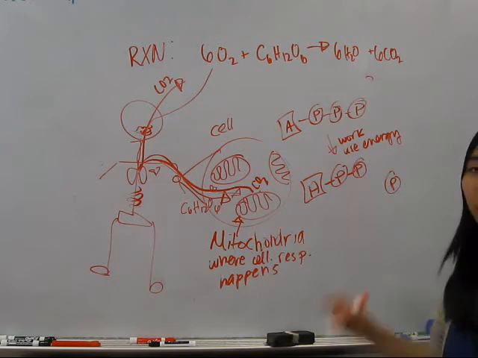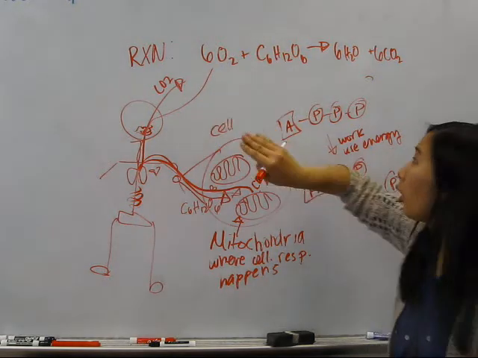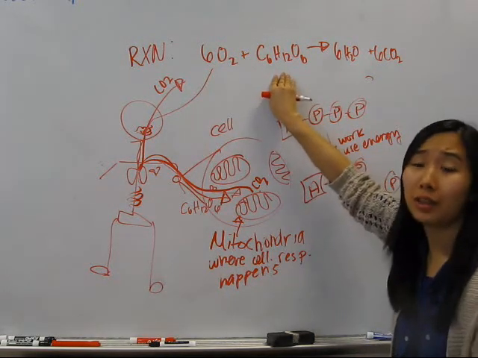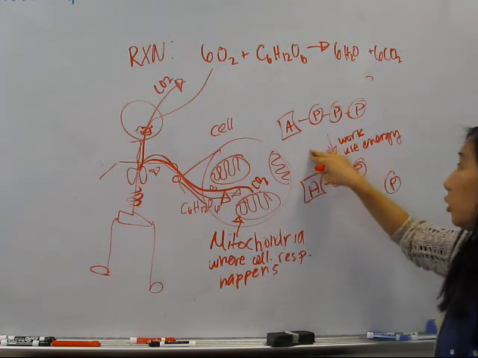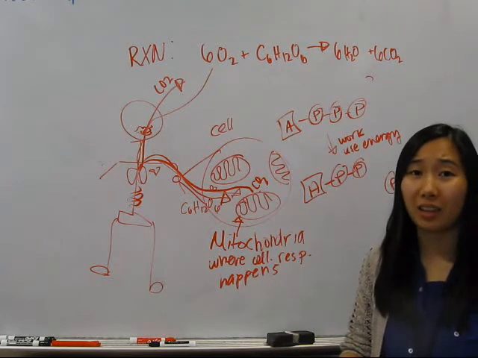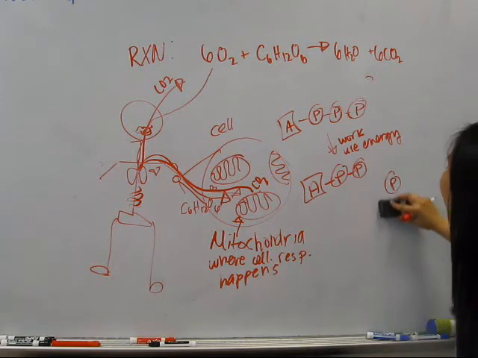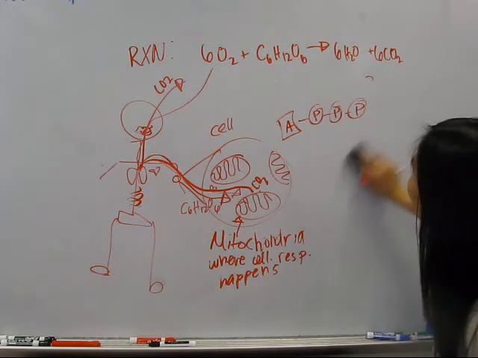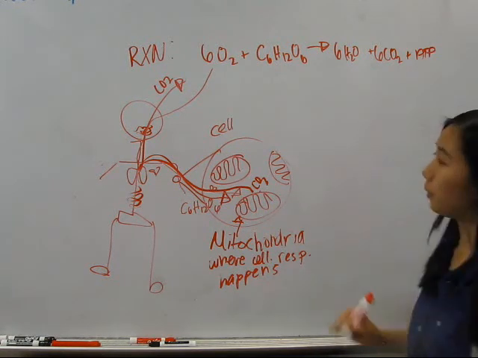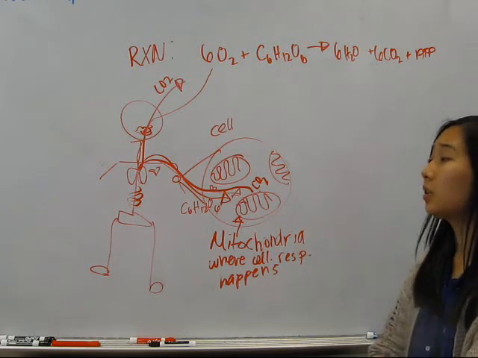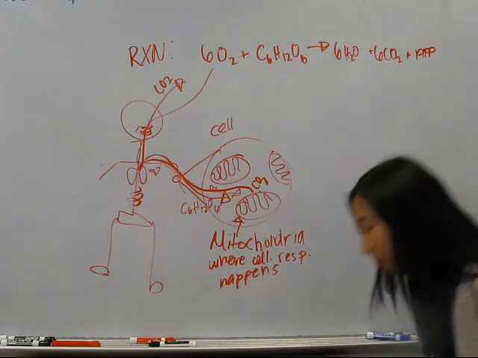This is how you stay alive. This is why you die if you don't have oxygen, or if you starve for a really long time. You die because you're no longer making enough ATP, so you can no longer do all those important things, like have a beating heart, to keep you alive. Okay? So, that is the story of ATP and ADP. You need to make lots of ATP to keep you alive. Okay? That is the story of cellular respiration.